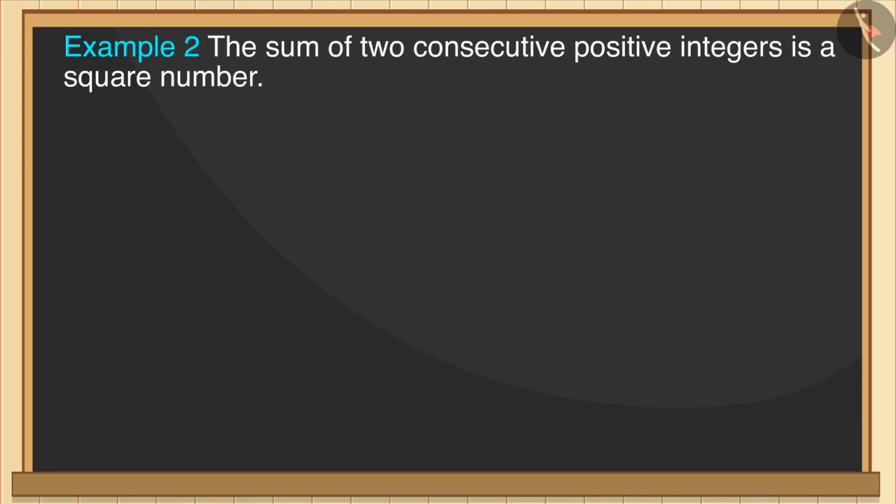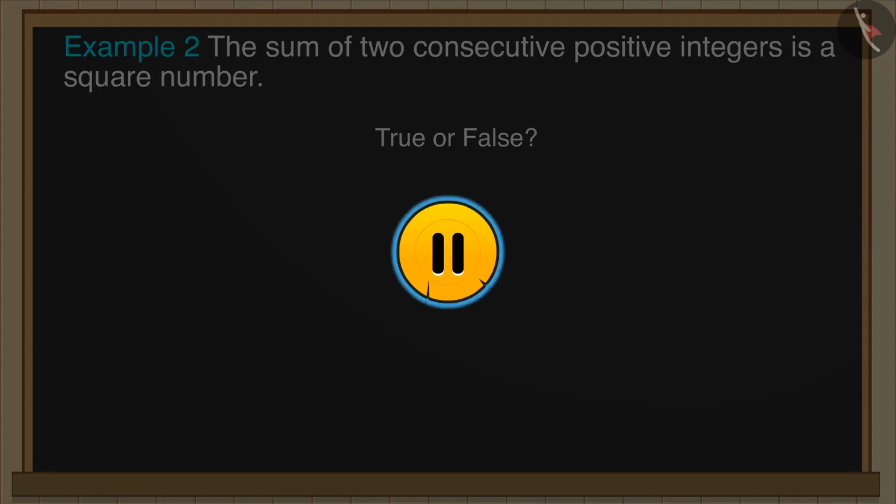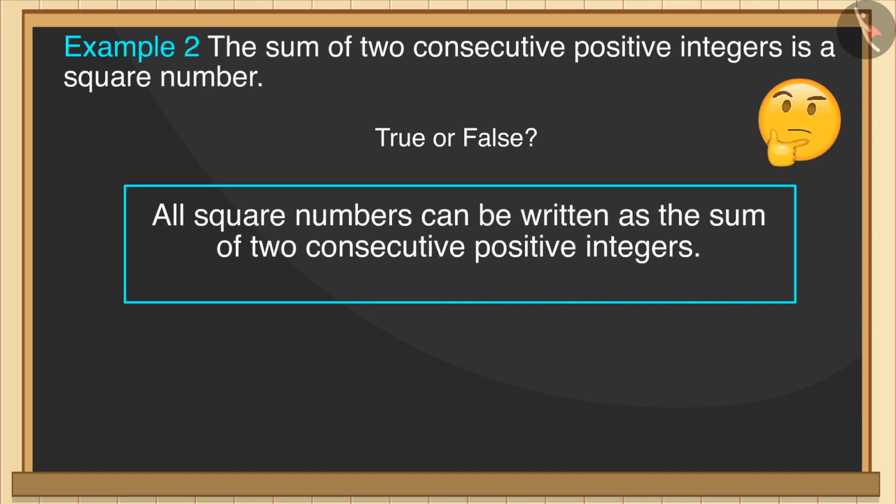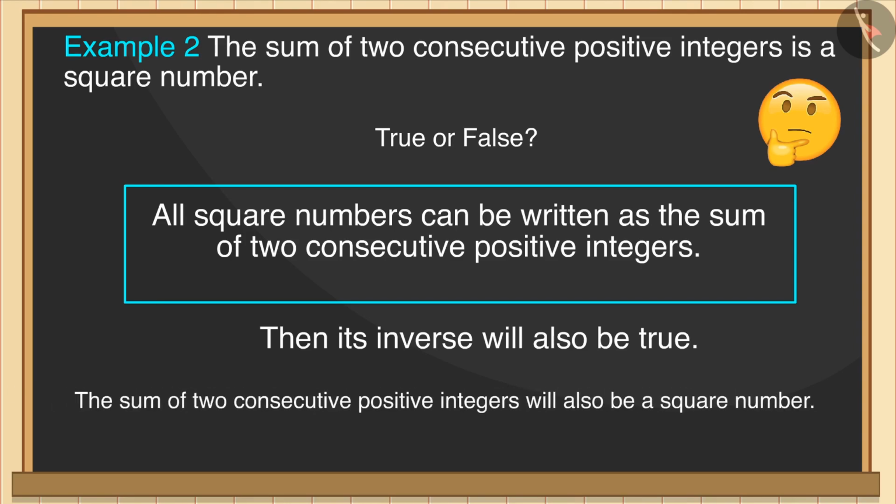Let us now understand the second misconception. Now, think about this sentence. The sum of two consecutive positive integers is a square number. True or false? You can pause the video and think about your answer. Many students assume this sentence to be true. They believe that if all square numbers can be written as the sum of two consecutive positive integers, its inverse will also be true. That is, the sum of two consecutive positive integers will also be a square number.